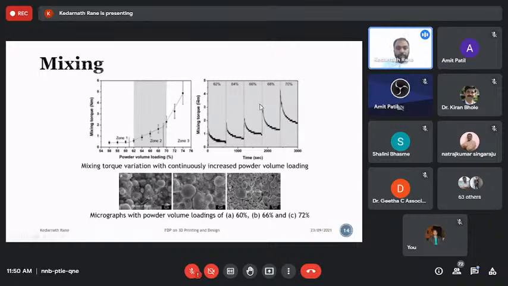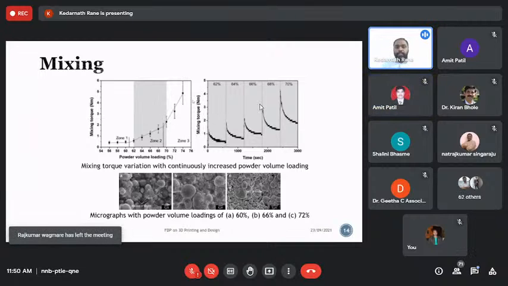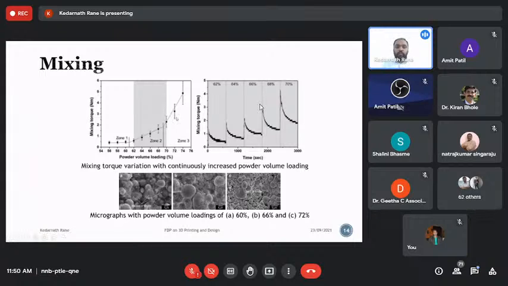Very high powder loading is also not favorable because of the torque requirement itself, the energy we are using for the mixing. Plus, very high powder loading means lower flowability of the material, because you have very little polymer to flow the material. So very complicated shapes cannot be manufactured. You can see here zone 2, powder volume loading of 62 to 70%, is favorable for this process.